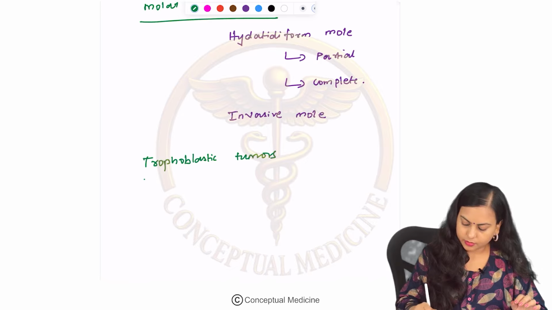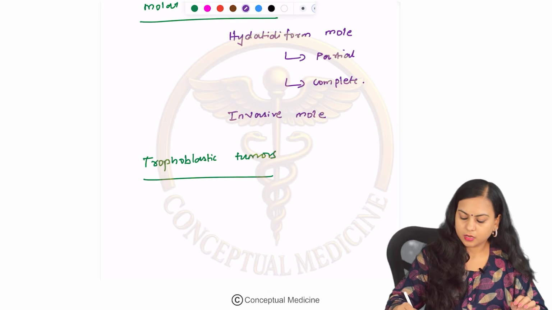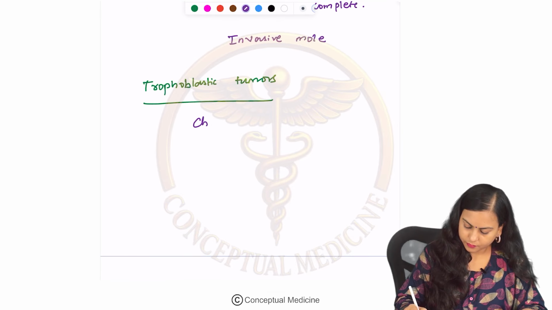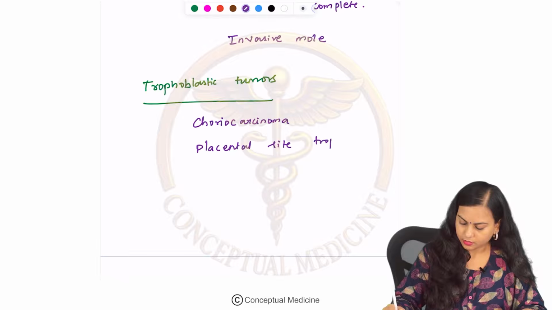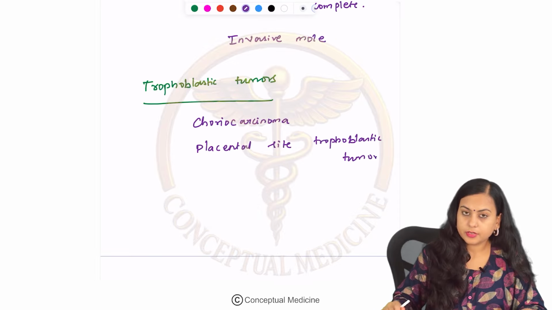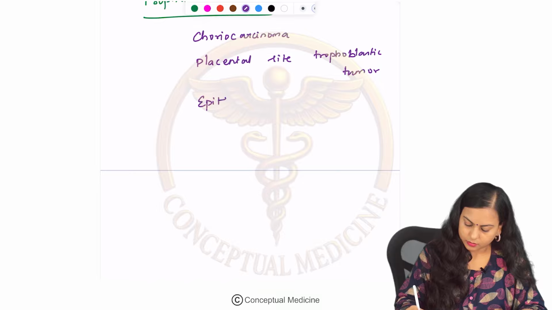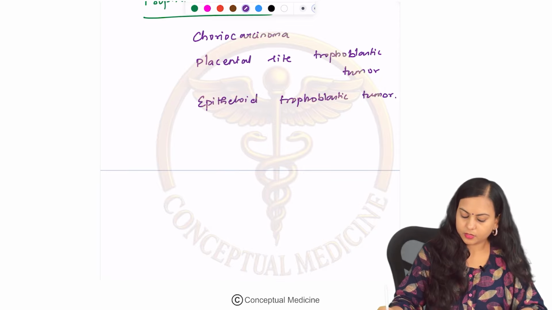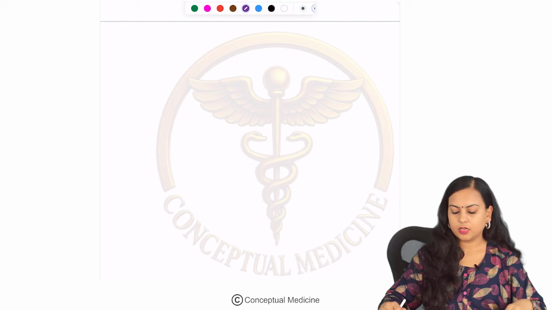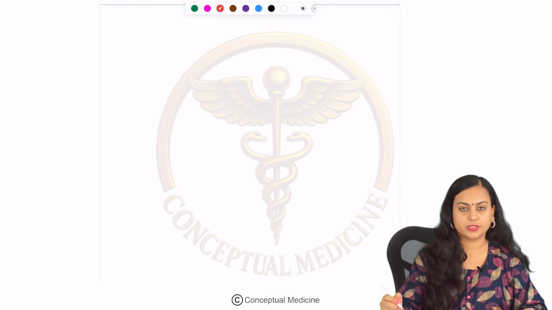Trophoblastic tumors can be choriocarcinoma, or placental site trophoblastic tumor, or even epithelioid trophoblastic tumor. Okay. Now, how is staging of GTN done?